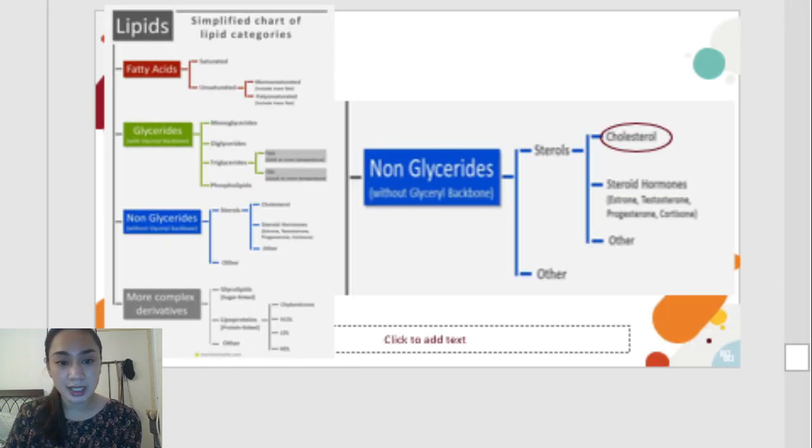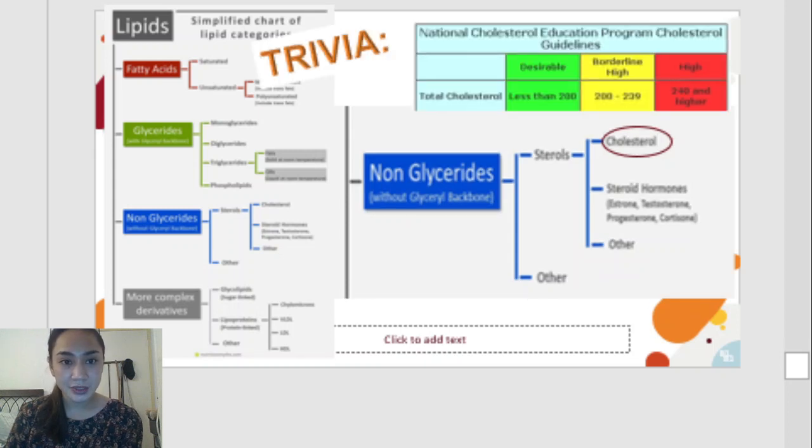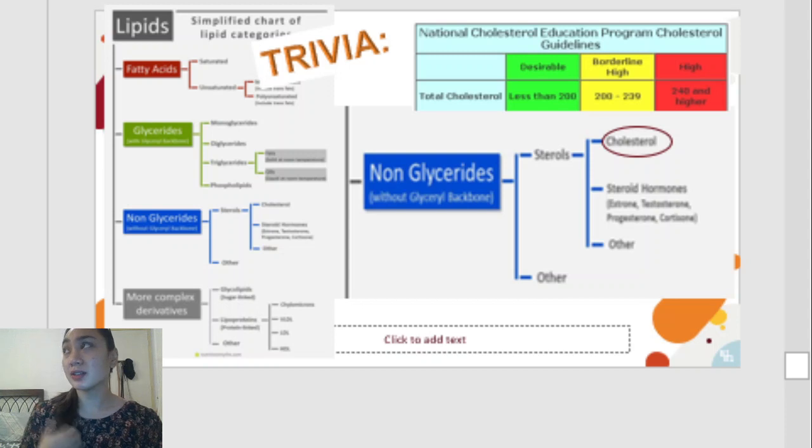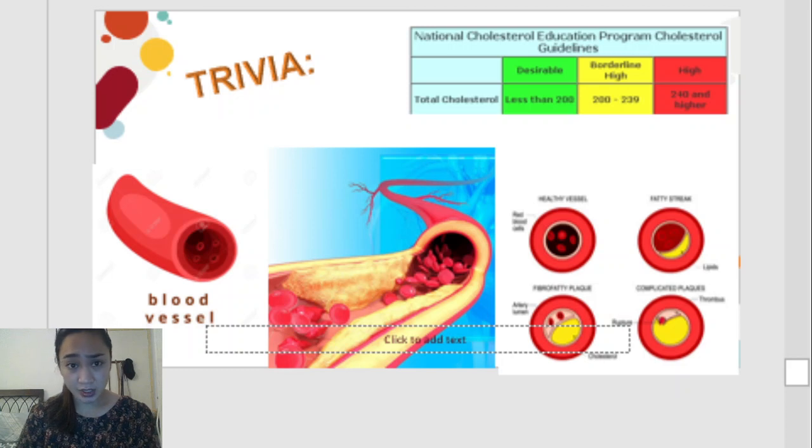So, let's talk about cholesterol, no, real quick. Just a trivia. So, ito yung makikita natin sa taas. So, ito yung National Cholesterol Education Program Cholesterol Guidelines. So, yung desirable nating total cholesterol level is less than 200. Borderline ay 200 to 239. And then, considered high na siya pag more than 240. So, pag meron kayong relative na nagpa-check, so yan yung kanyang guideline. So, just to let you know kung ano nangyayari.